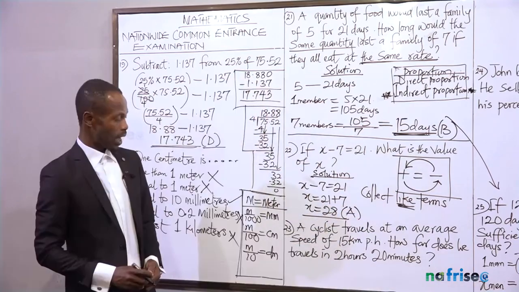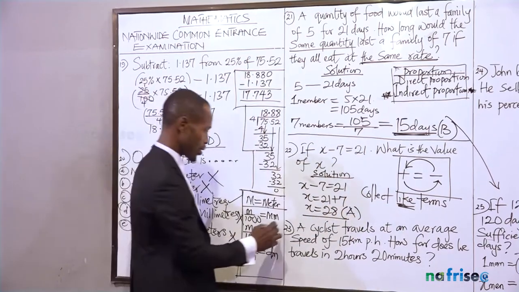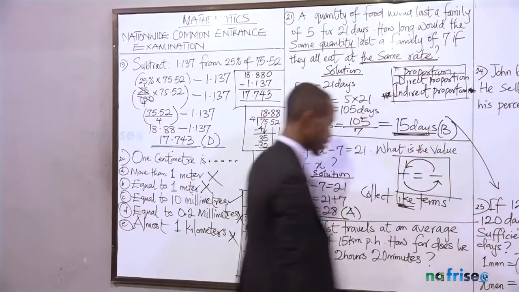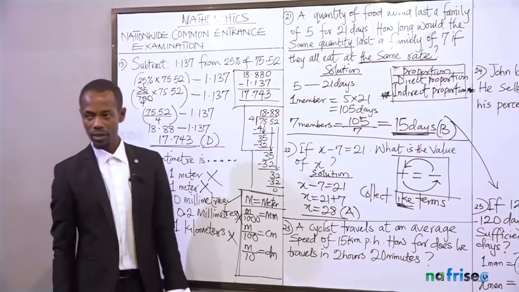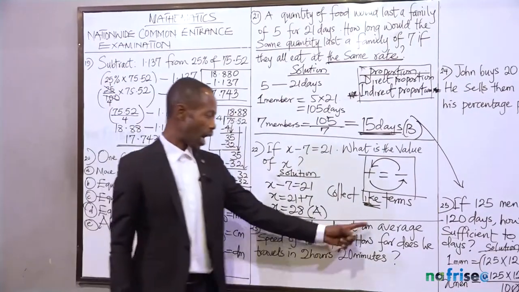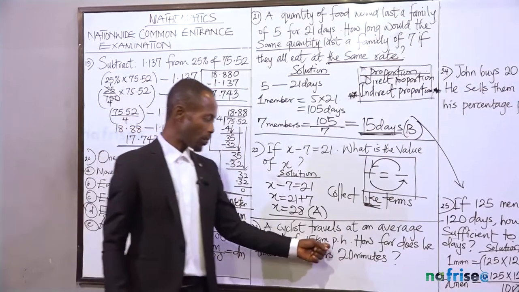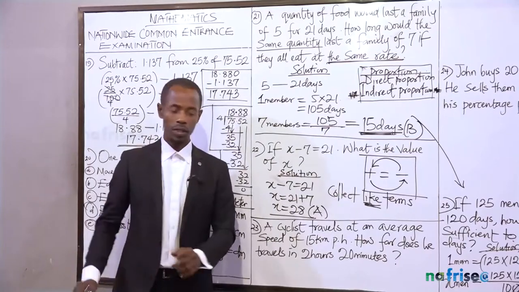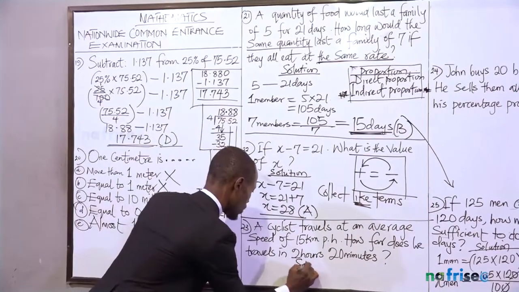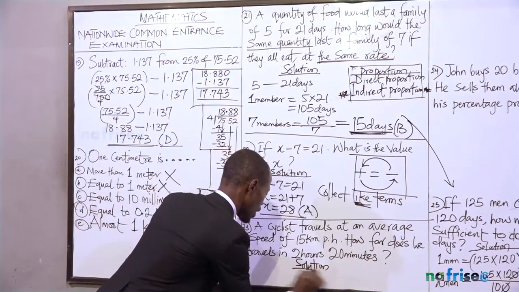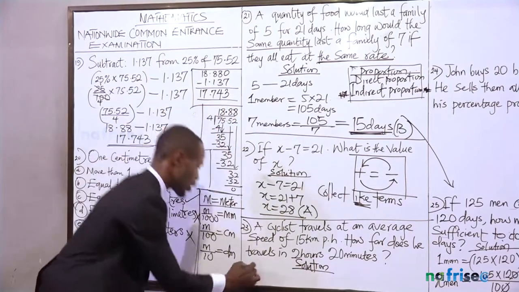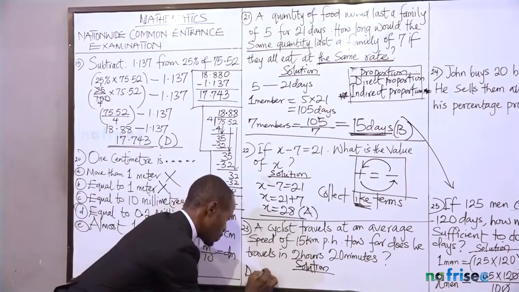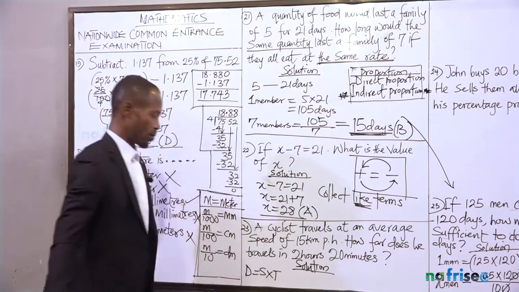Now for 23, are you ready? Most people don't like this question, but it's still very easy. A cyclist travels at an average speed of 15 kilometers per hour. How far does it travel in 2 hours, 20 minutes? This is easy. Solution. Please, let's not waste time here. Please memorize this. I want to give you a quick formula. It is written as distance equals speed times time. Yes, don't forget that.